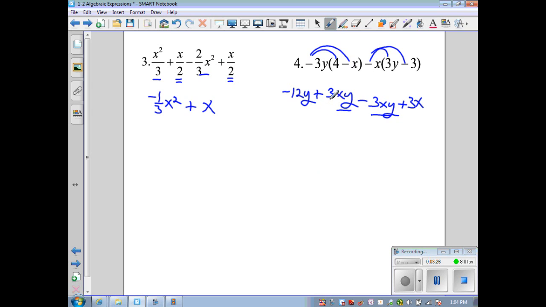So I'm going to combine those. 3xy minus 3xy is 0, so they cancel out. We don't put 0xy because 0 times anything would just give us 0. So we're left with a -12y plus 3x. You could also write that as 3x minus 12y, and that, we recall, is the commutative property, and we still know that they are equal.